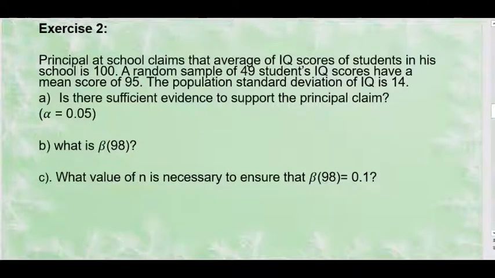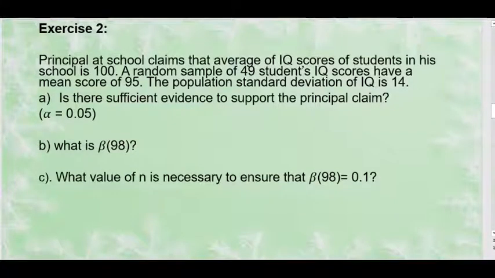Okay, exercise 2. Principal at a school claims that average of IQ scores for students in his school is 100. So he claims that the average IQ score is 100. Again, we have keywords here. The hypothesis test is about the average. The average is 100. It means equal to 100 or it's not equal to 100. We have a two-tailed test here.